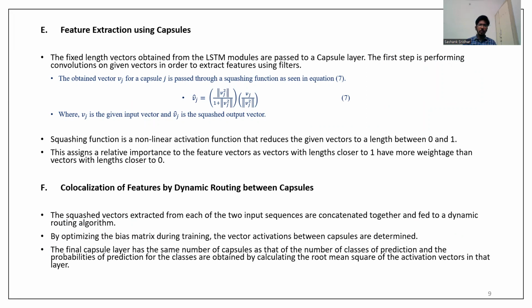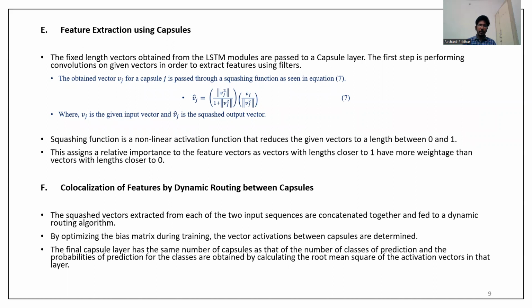This squashing function is a nonlinear activation function that reduces the given vectors to a length between 0 and 1. This assigns a relative importance to the feature vectors, as vectors with lengths closer to 1 have more weightage than vectors with lengths closer to 0. The squashed vectors extracted from the input sequences are concatenated together and fed to a dynamic routing algorithm. By optimizing the bias matrix during training, the vector activations between capsules are determined.